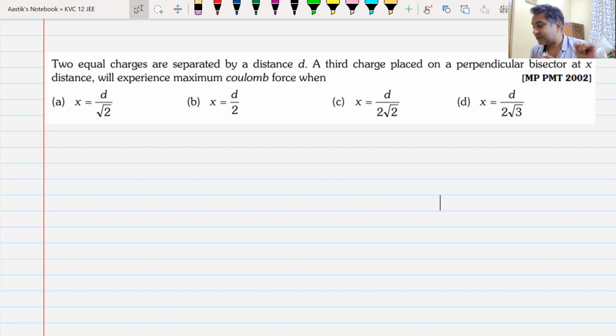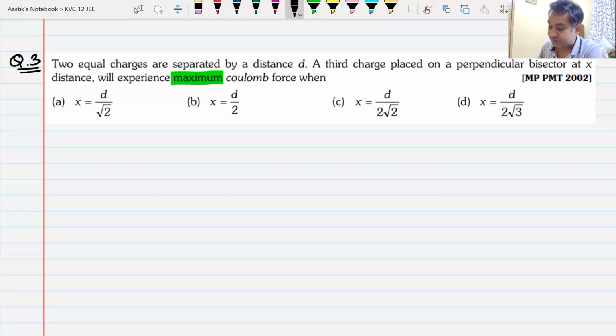Two equal charges are separated by a distance of d. A third charge is placed on the perpendicular bisector at some distance. Where should I place the charge on the perpendicular bisector so that the force experienced by the charge is maximum?